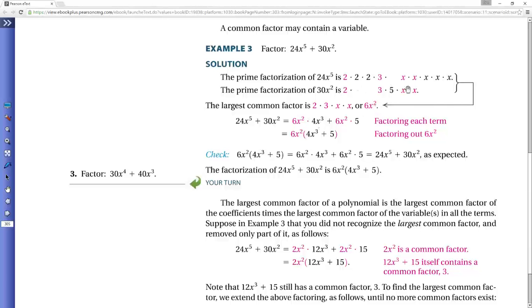Same thing with this 30x squared. What did I already pull out of my multiplications here? Well, 2 times 3, x times x. All that's left is 5. So I have a term of 5 here.